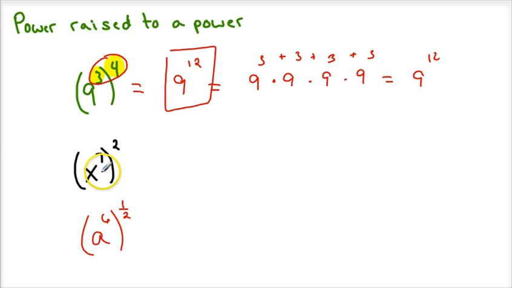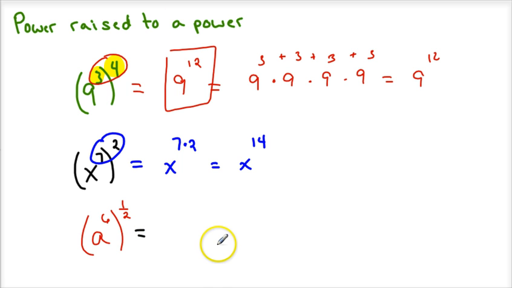X to the 7th raised to the second power, or squared. Yes? Excellent. Multiply 7 times 2. So this is x to the 7 times 2, which is equal to x to the 14th power. Very good.